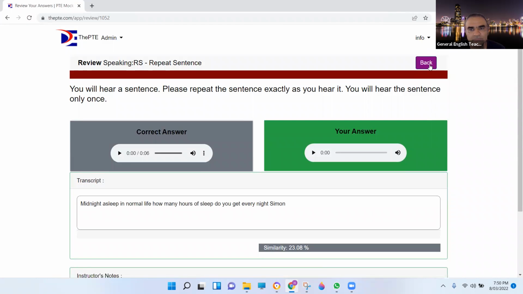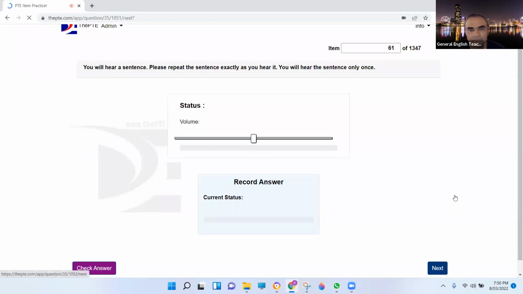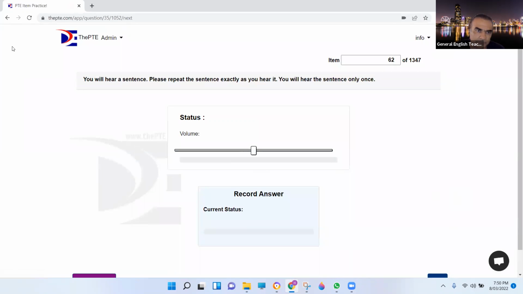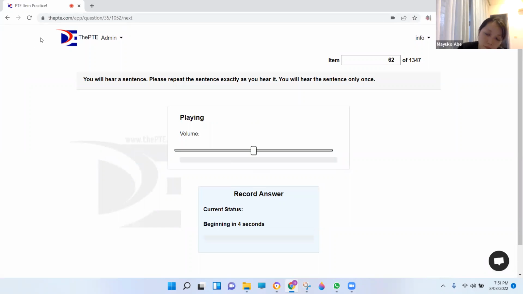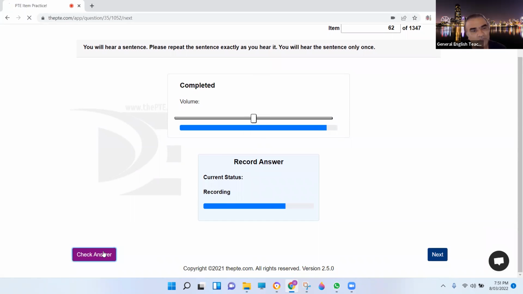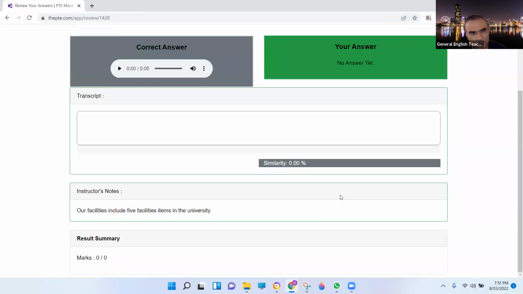And the last round, Mayuko. Our facilities include 5 items in the university. Our facility is include 5 facility. 5 items. Very good. Our facilities include 5 items in the university. Oh, our facilities include 5 items, not 5 facility.